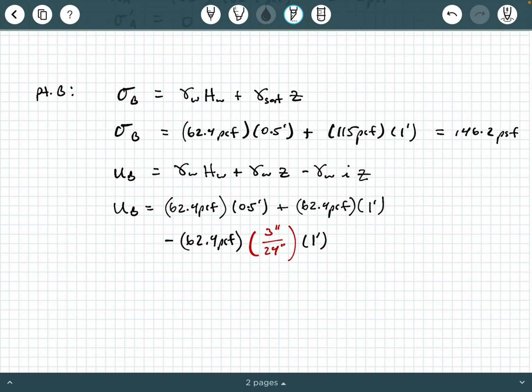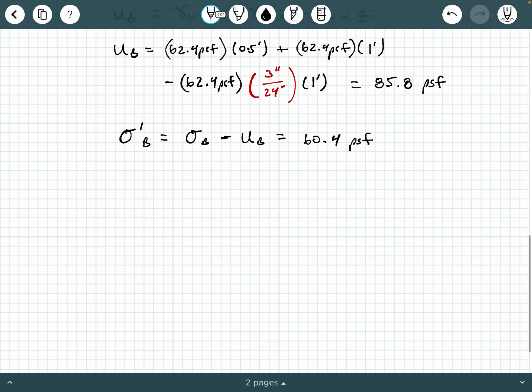So the units cancel, and you can clearly see here the inches cancel. So when you evaluate this, you get 85.8 PSF. Now punch this in your calculator on your own and convince yourself of it. And so of course the effective stress at B is total stress at B minus pore pressure at B. And so when we evaluate this, we get 60.4 PSF.